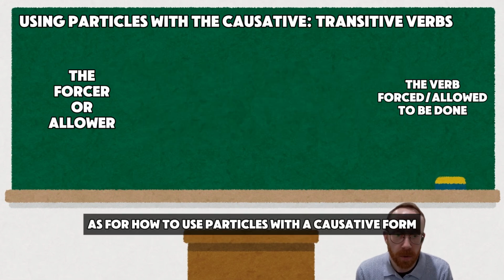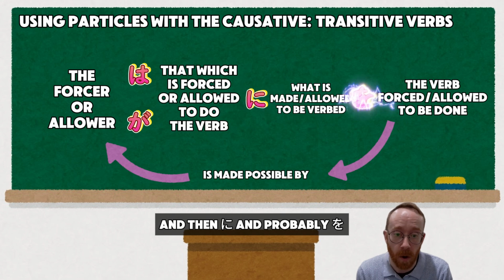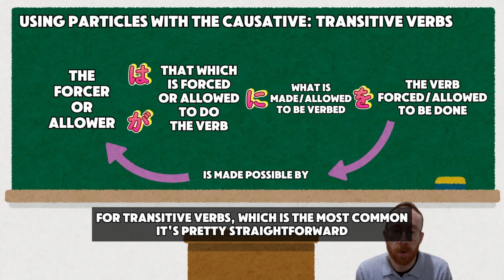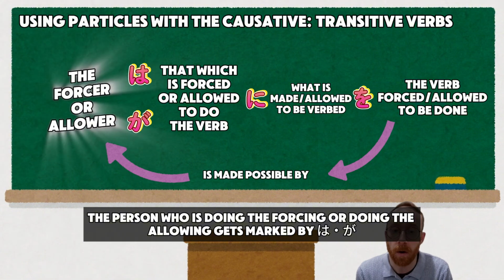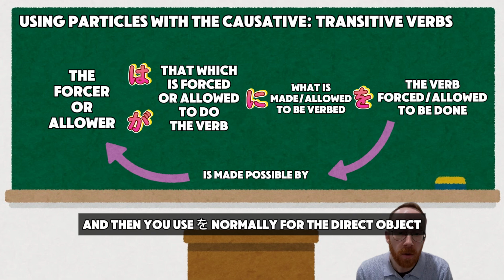As for how to use particles with a causative form, you're going to need wa or ga again, and then ni and probably o. But the way you use particles depends on what type of verb you're using. For transitive verbs, which is the most common, it's pretty straightforward. The person who is doing the forcing or doing the allowing gets marked by wa or ga. The person who is being forced or being allowed is marked by ni, and then you use o normally for the direct object.